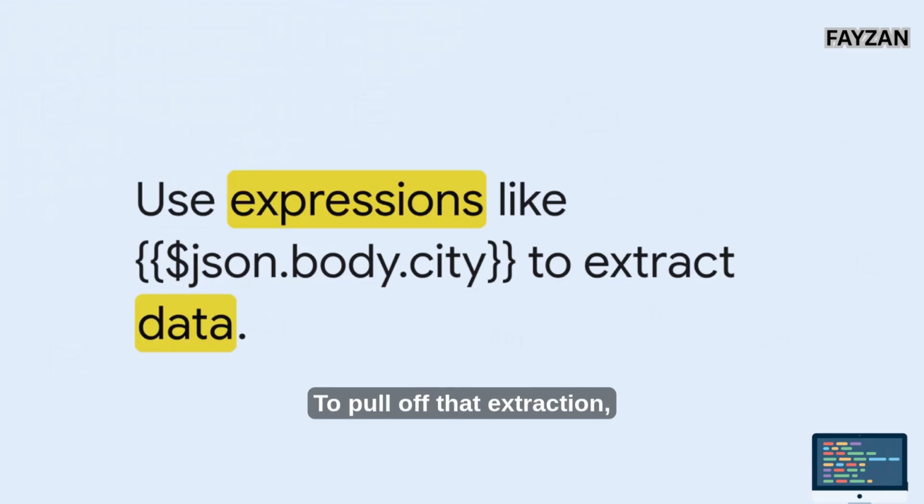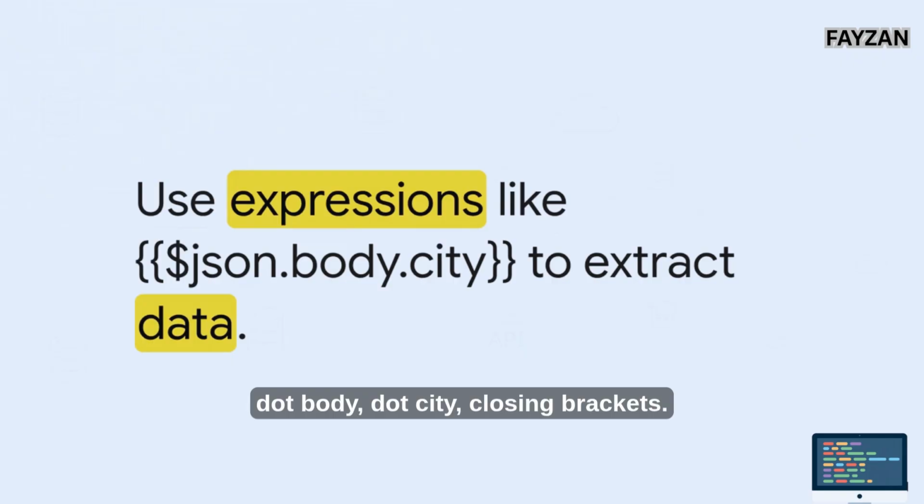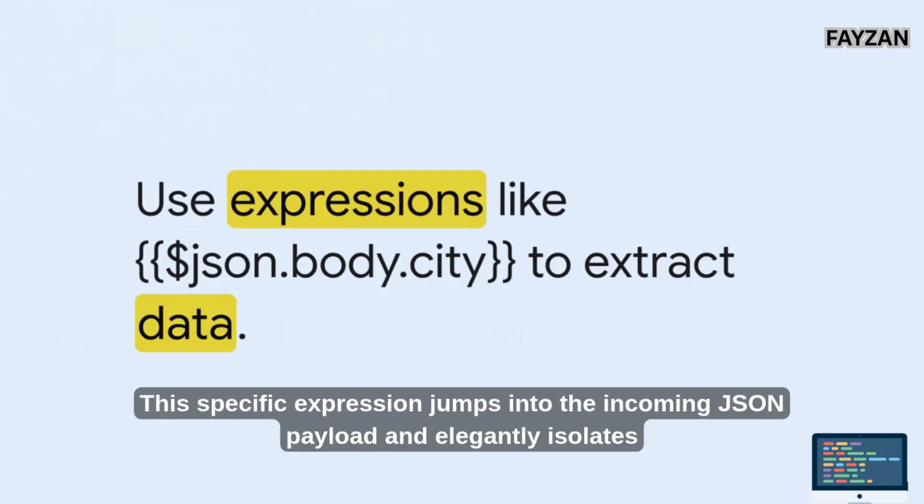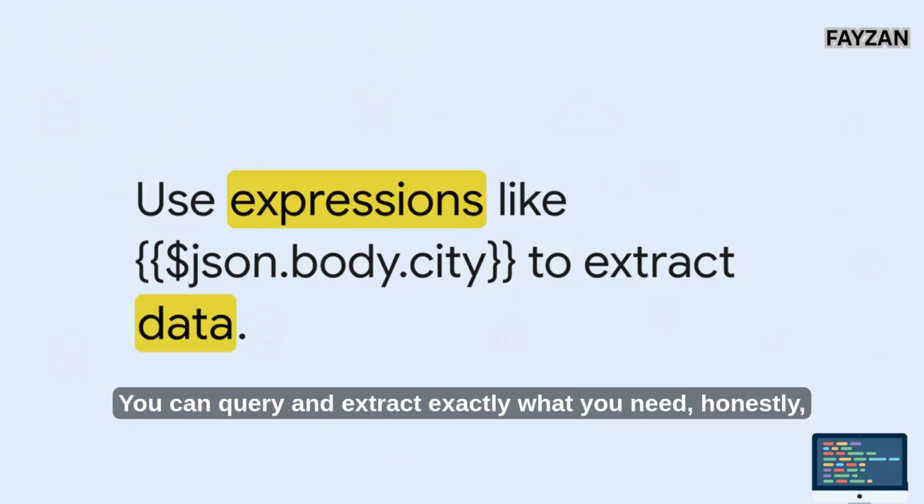To pull off that extraction, n8n uses a custom JSON variable to access the incoming data. The syntax looks like this: opening brackets, $json.body.city, closing brackets. This specific expression jumps into the incoming JSON payload and elegantly isolates the value of city. It uses JMESPath syntax under the hood, making it incredibly precise. You can query and extract exactly what you need, honestly, no matter how complex the nesting gets.